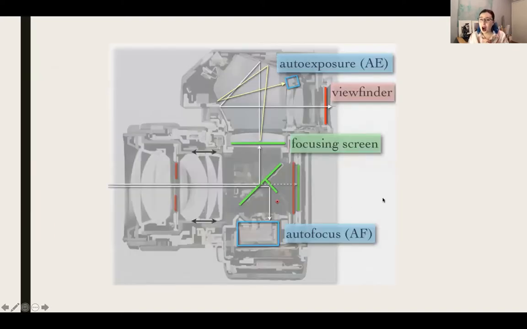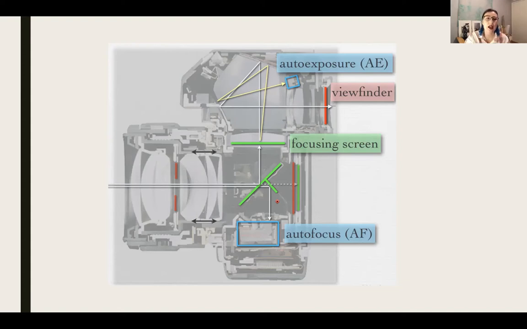Okay, so oftentimes I get the question, how is it that when I look through my camera, I'm looking through the viewfinder, which is the small screen that you press your eye up against, and I'm seeing the image that comes down through the lens? How is that possible? What is happening? And my answer to that is a series of mirrors.